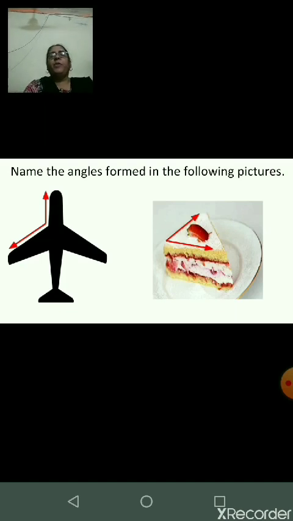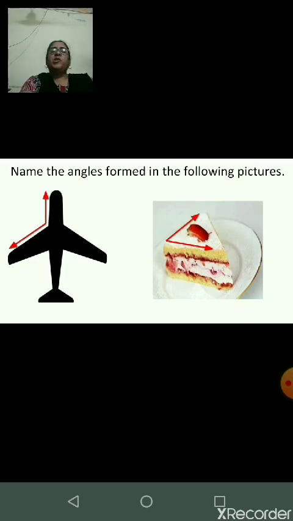So, we will begin with the first picture. Now, here in the first picture, what do you see? Yes, it is the picture of an aeroplane. Yes, can you see the arrow mark showing? Now, you have to see the arrow mark and tell me, which angle does it make? Very good. Obtuse angle. Very good, children.